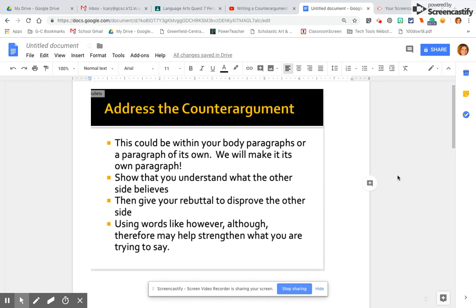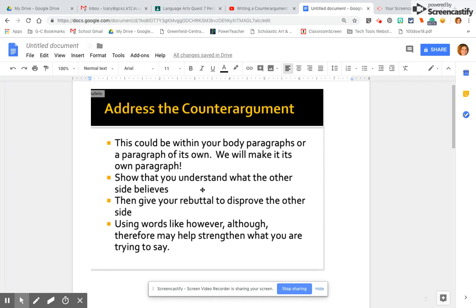Okay, so addressing the counter argument. This could be within your body paragraphs. That's kind of what more sophisticated writers do, but we're in 7th grade, and when we do iLearn, we want to make sure that, if the grader isn't very smart, they know, wow, here's a whole paragraph. They definitely have the counter argument. So we are going to do this as our own paragraph until we get better at it.